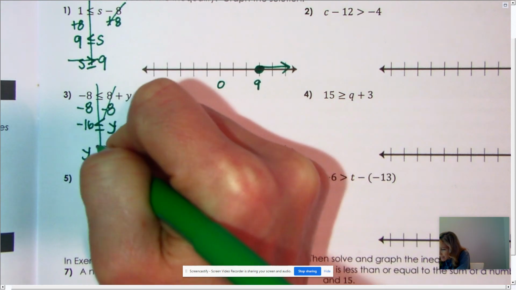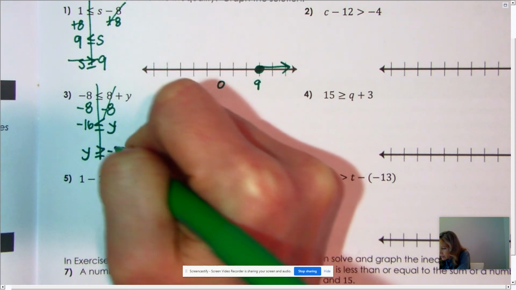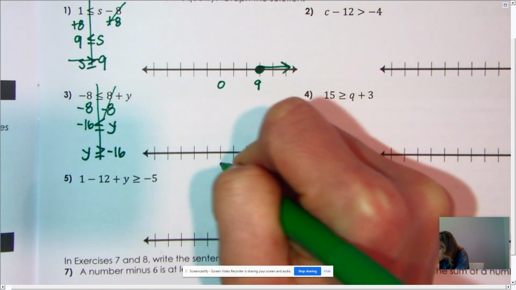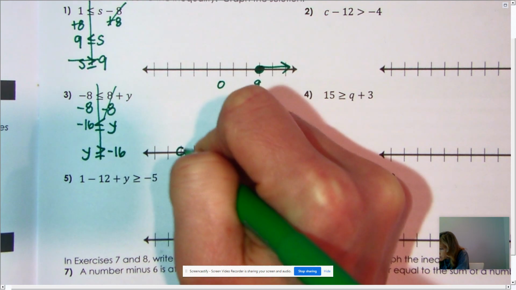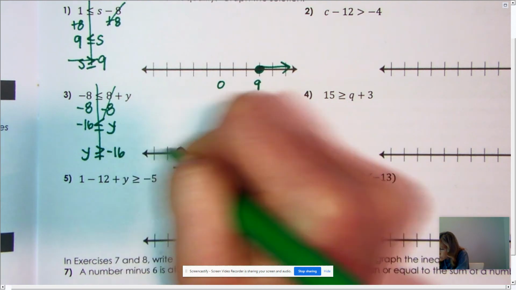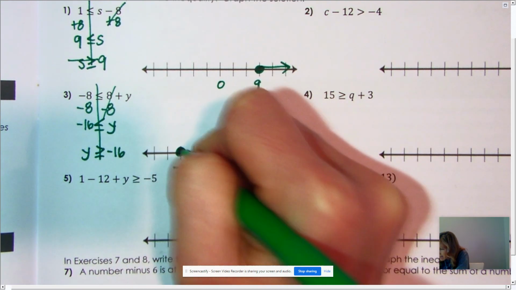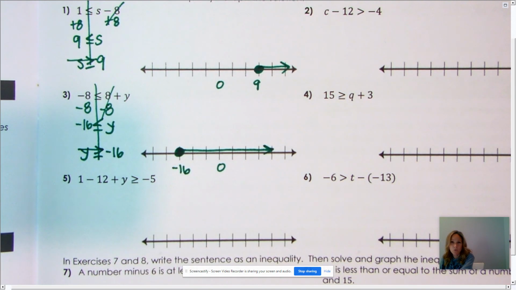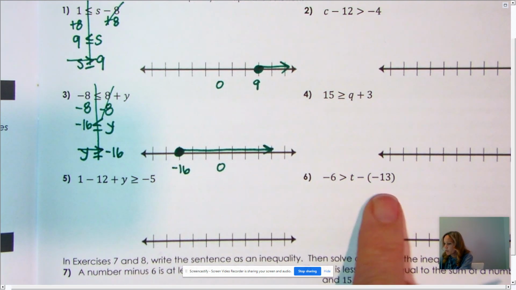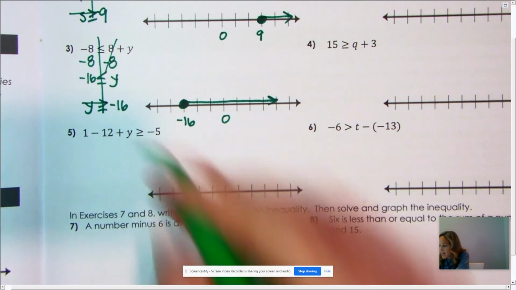If you want to write the letter first, just make sure the alligator is still eating it. So I'm going to put 0. I'm going to put -16 somewhere down here. I'm going to put the circle at -16 and then equal to. So yes, I color it in, and Y is greater than. So again, the arrow tells us to go to the right. Okay, we're going to skip number 4 and go on to question number 5.